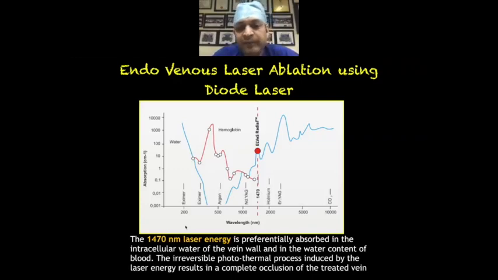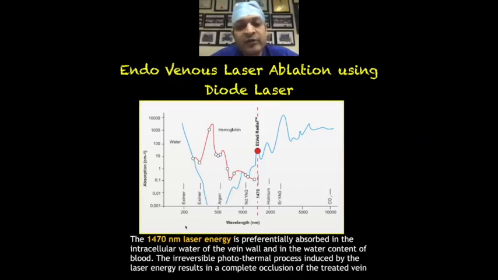Look into this. If you look into 810 and 980, the maximum absorption of the laser energy is by the hemoglobin. But as you keep on going down, let's say after 1000, the maximum absorption of the laser energy is by the water. So we feel that if you have a 1470 laser energy, that gives you the best absorption into the water, into the vein wall, and into the water of the blood, and that produces a very good closure.